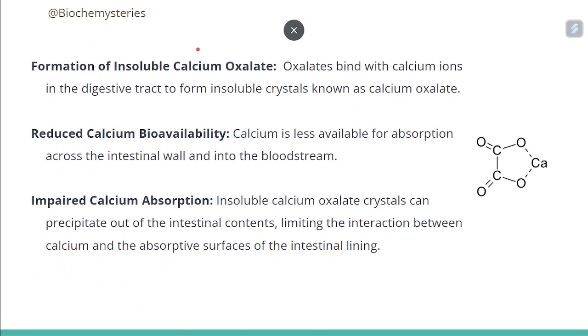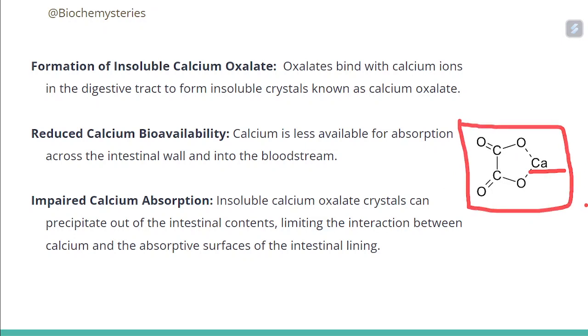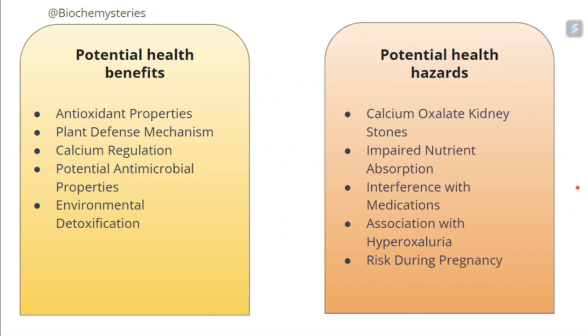Now if we talk of the mechanism, it is very similar to the one with phytates, right? Here oxalic acid binds to calcium ions, which results in insoluble calcium oxalate crystals, which will impair the bioavailability of calcium, and as a result these insoluble calcium oxalate salts will form kidney stones. So again, benefits versus hazards.